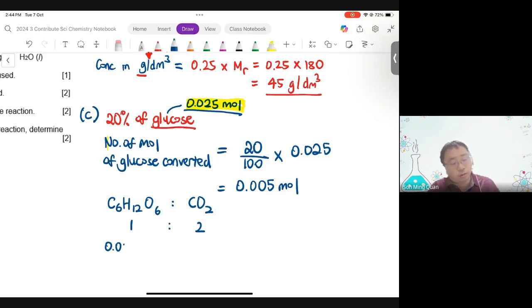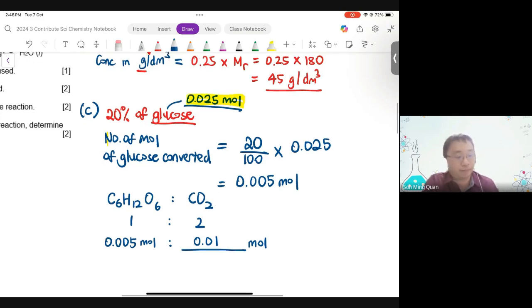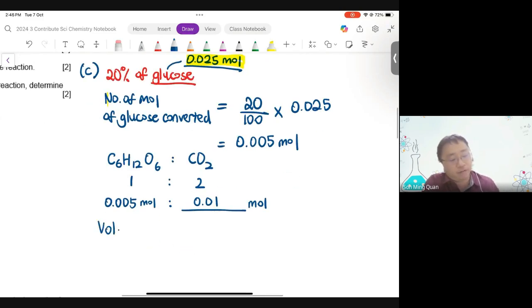And it's also good to show working because once you show working, I'm sure you can calculate and fill in the blank. Because it's 1 glucose, 2 CO2, if it's 0.005 mole of glucose, to get CO2, I seriously just need to multiply by 2. Right? So 0.005 times 2, which gives 0.01. And we will finish off.